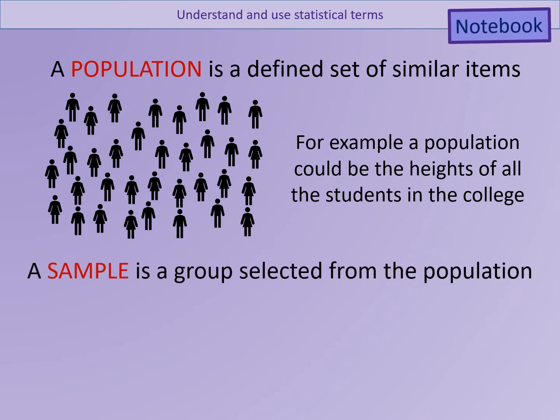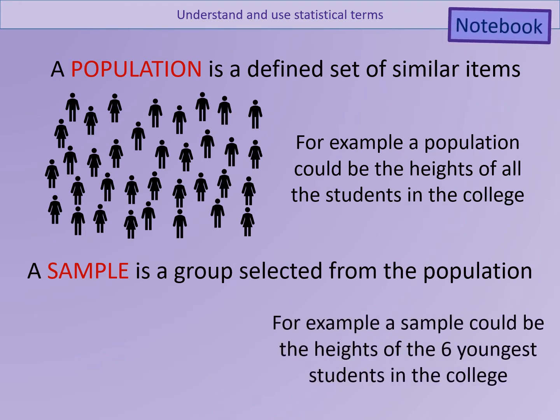And then a sample is a group that is selected from that population. So we might choose the heights of the 6 youngest students in the college. That would be a sample of 6 from that population.